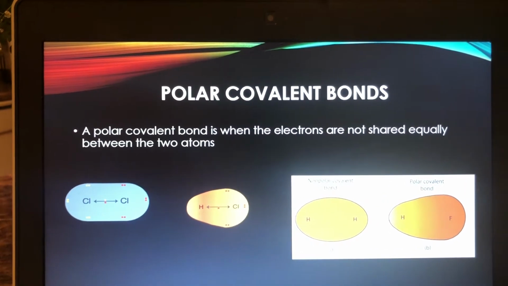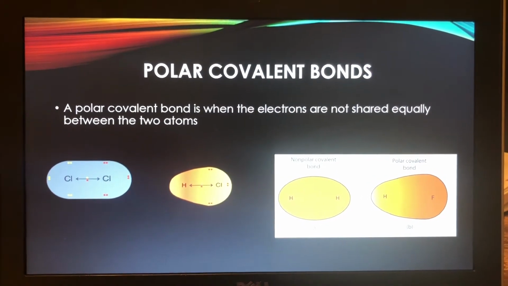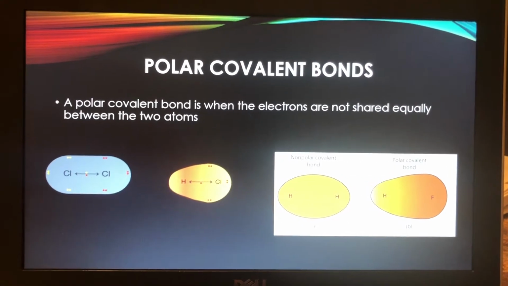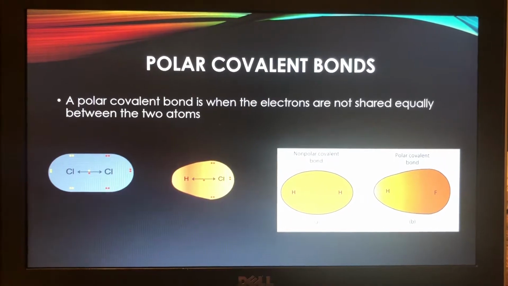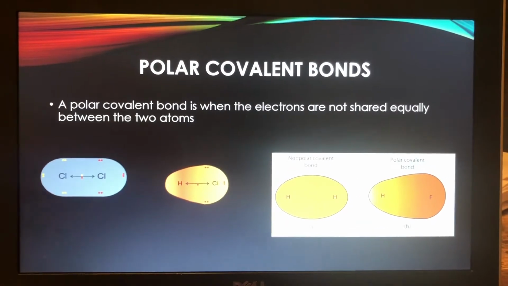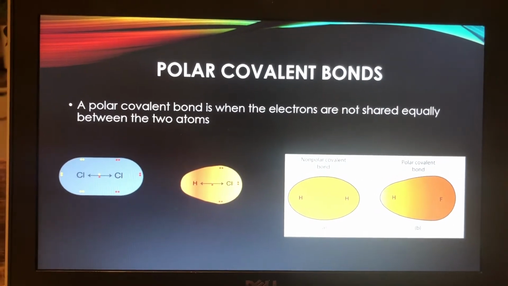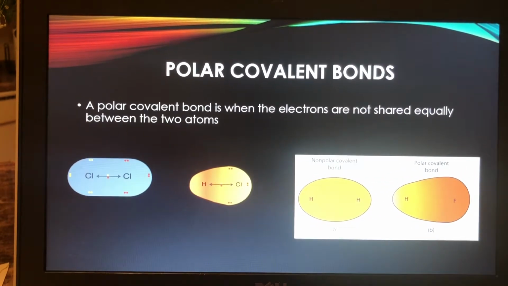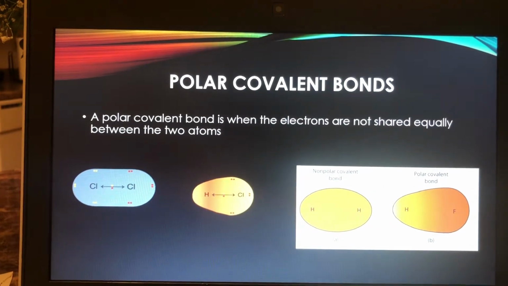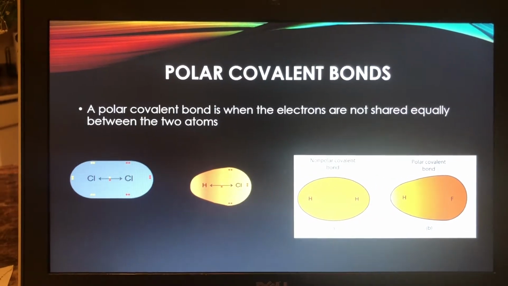This is based off of, or because of, electronegativity, which is something that we will learn later on in the video. Basically, we can calculate the difference in the electronegativity, and this can help us determine whether or not the electrons are going to be shared evenly in the bond.